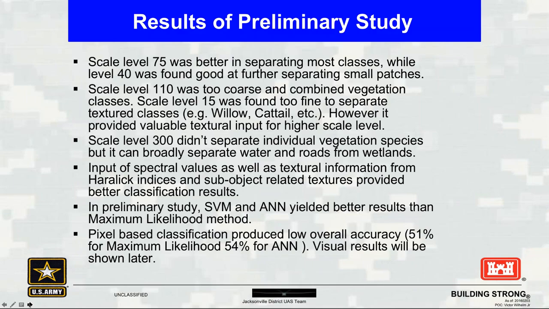So the guys found that scale level 75 was better to separate most classes, but scale level 40 was found to work by breaking it down a little bit smaller. And if we're looking at just community level, let's say a patch of willows within the image, or a patch of cattails that you can visibly see is not a mixed community, then maybe 110 to 75 was where we wanted to be, and we didn't need to go down to 15 to really separate those larger communities. Next slide, please.